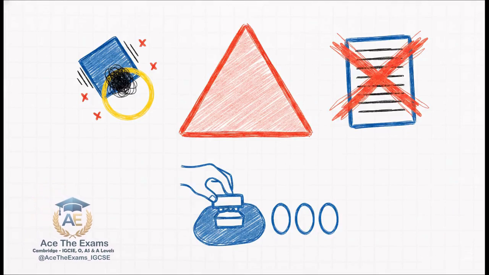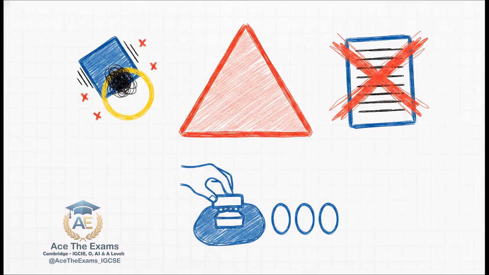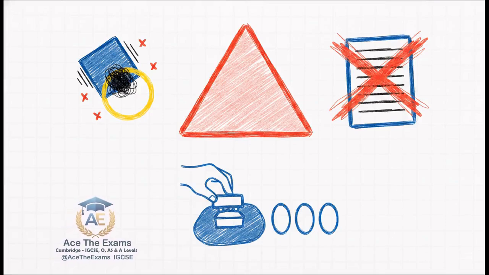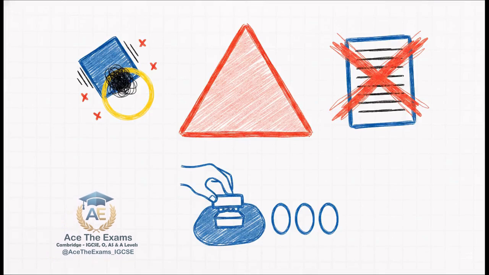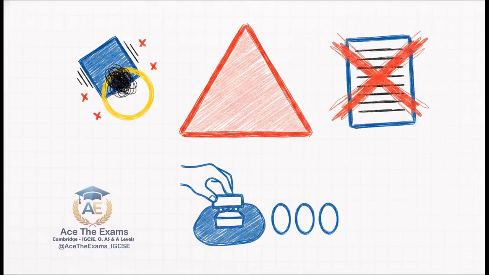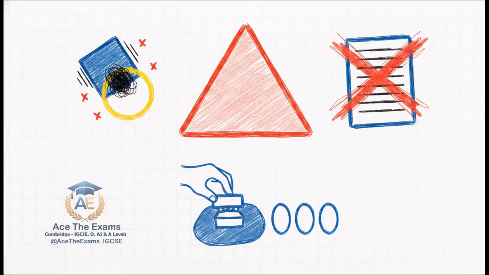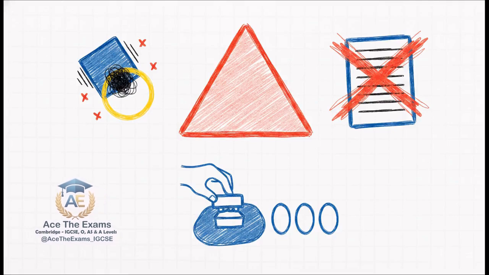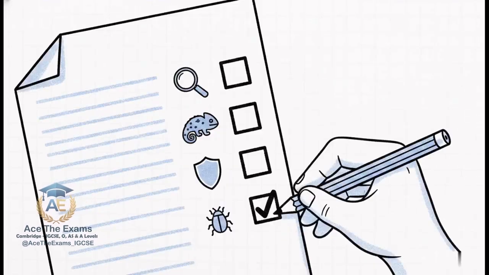Pitfall 3, and this is the absolute biggest one, writing generic floating answers. If you just write, corrective maintenance fixes bugs, that is a lovely textbook definition, but it earns you nothing here. You must anchor it. Corrective maintenance is required to fix the specific memory leak bug causing the point-of-sale terminals to freeze during credit card transactions. Context is literally everything.